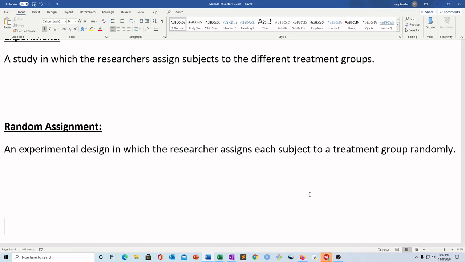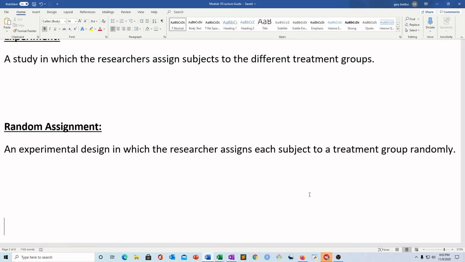This is a little different. Once I have my sample, I then say, okay, people, I've got you. Now I'm going to take you and break you up into groups randomly. If I actually perfectly randomly break them up, then I can say, if there's a real difference between the groups, it's because of the explanatory variable.